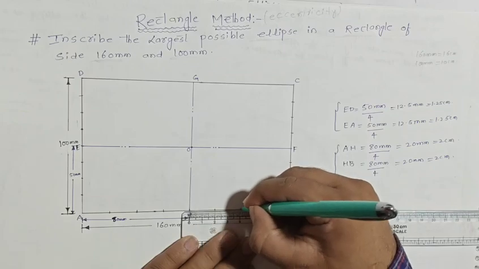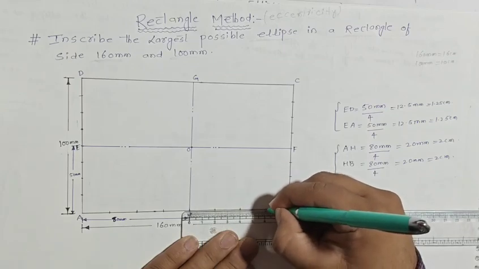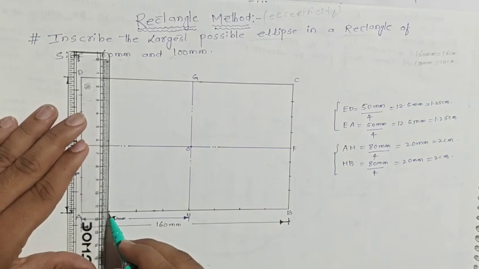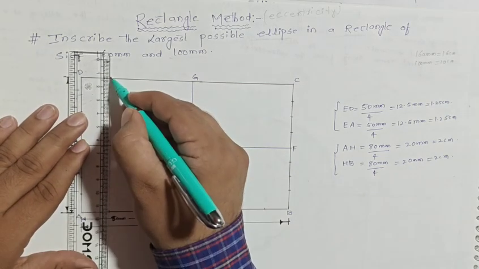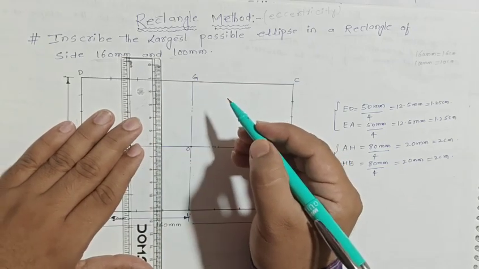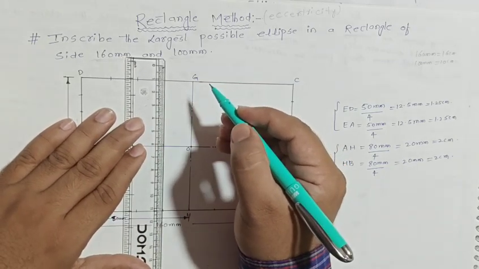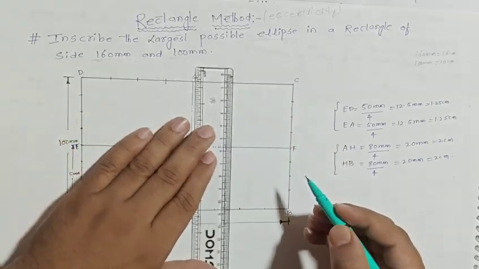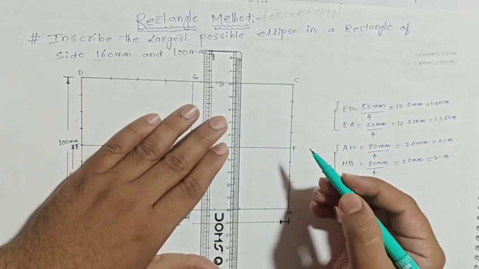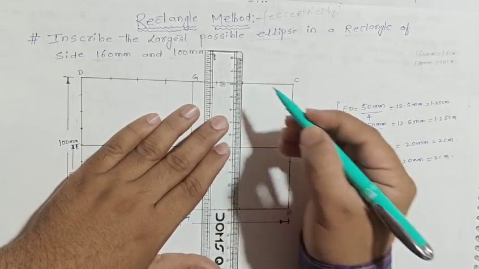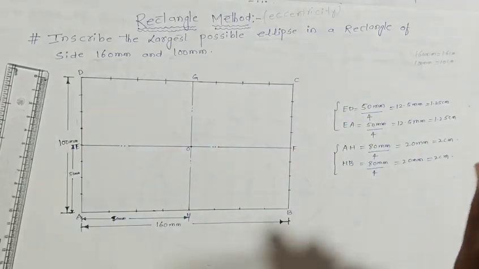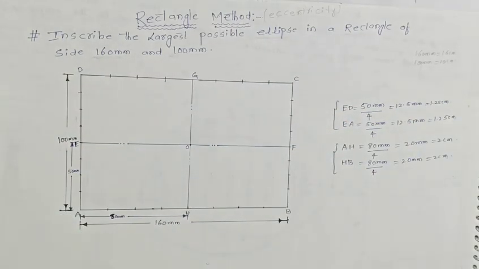2 centimeter, 4 centimeter, 6 centimeter and 8 centimeter. Just draw the parallel line. Clear? 2, 4, 6. Same thing we can draw here. 2, 4, 6. Clear? Then always remember how to represent the point.